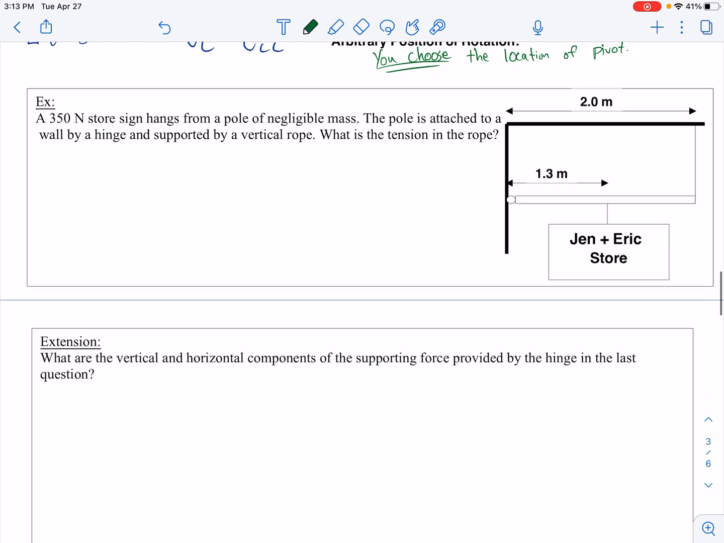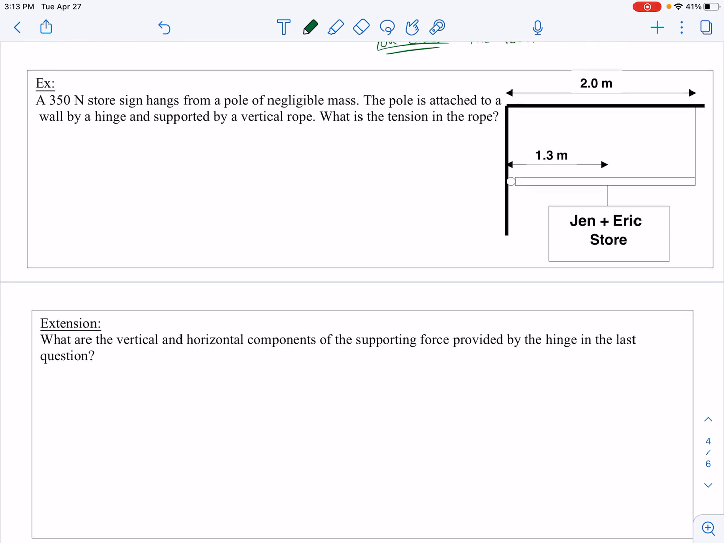Okay, so a few example problems here. We have a 350 Newton sign hanging from a pole, again, that we can ignore the mass from. The pole is attached to a wall by a hinge and supported by a vertical rope. What is the tension in the rope? Okay, so we see that this is 350, so we know the tension in our rope, which is in the y direction, should theoretically make up for that 350 newtons that is being pulled down.